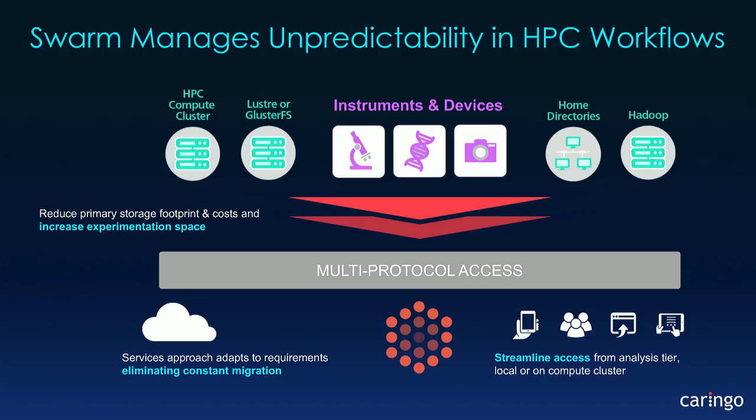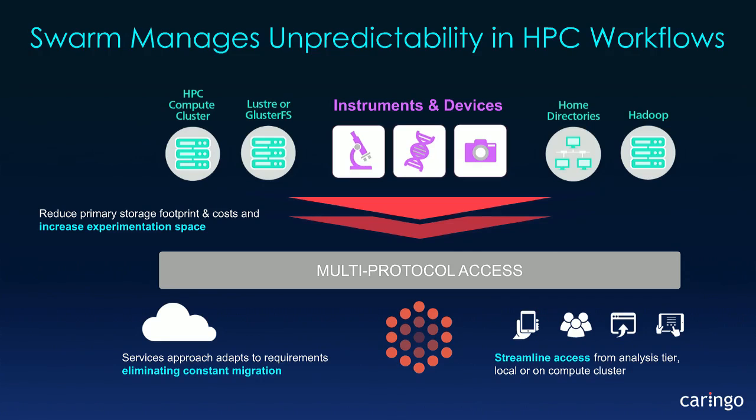So how does Swarm manage unpredictability in HPC workflows? We kind of touched on that in the previous slide, but let's go into it in more detail. Again, you can have data coming in from multiple avenues. It could be coming in from an HPC compute cluster. It could be something that's tiered off of a Lustre or cluster file system.